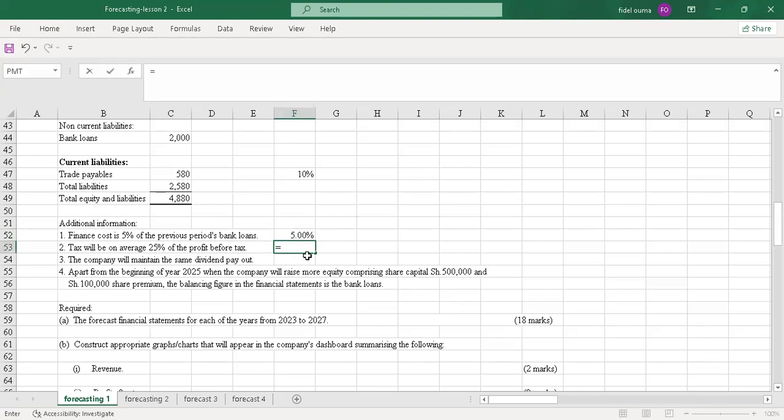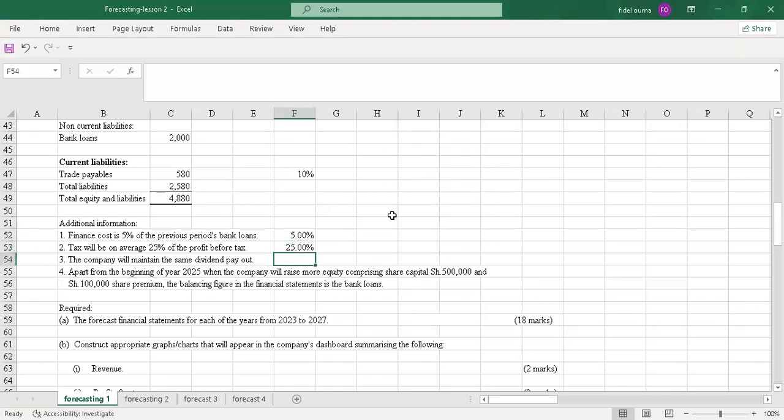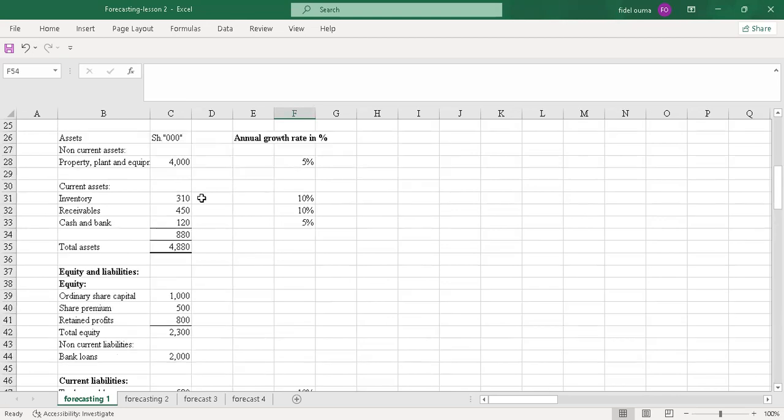Then the next one, tax will be on average 25% of the profit before tax. So the tax rate will be 25%. Then the company will maintain the same dividend payout. So let me check the dividend payout.